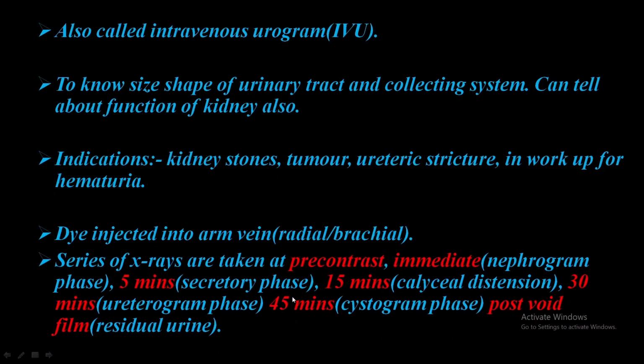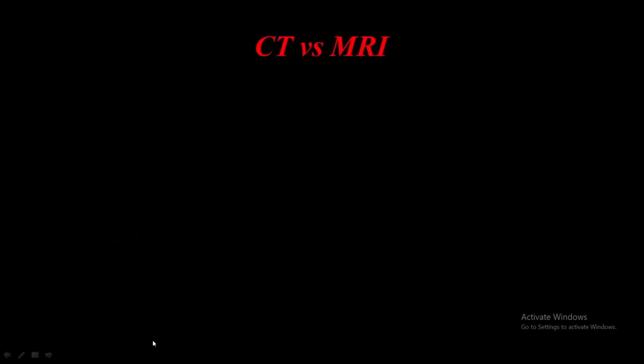A series of X-rays are taken at the pre-contrast phase, then immediately, that is the nephrogram phase. After 5 minutes, that is the secretory phase. After 15 minutes, that is calyceal distension. After 30 minutes, that is the urogram phase. After 45 minutes, that is the cystogram phase. And the post-void film shows the residual urine.